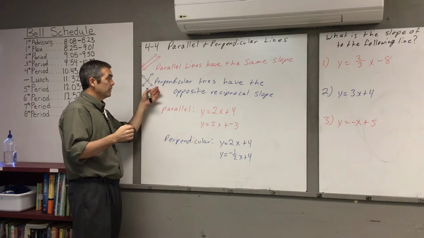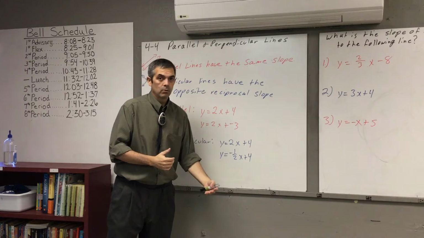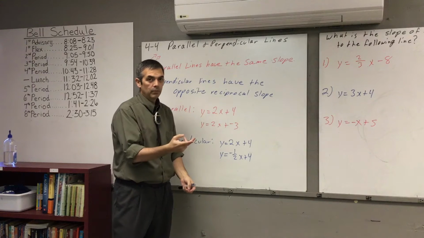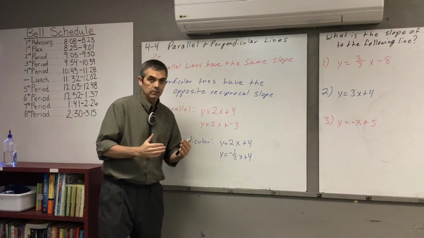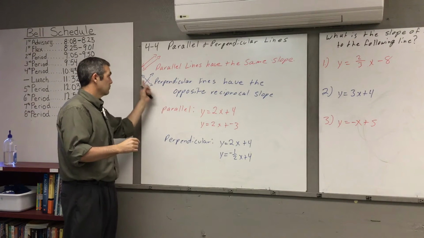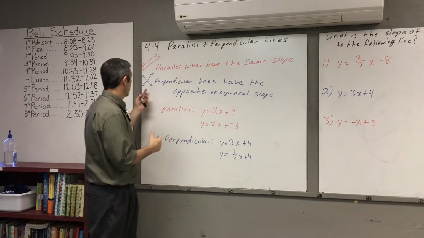If you're looking for a perpendicular line, they have the opposite reciprocal. So the slope is flipped over and has the opposite sign when you're looking at perpendicular lines. And perpendicular lines run through each other, they'll have a right angle, and it's really kind of important.